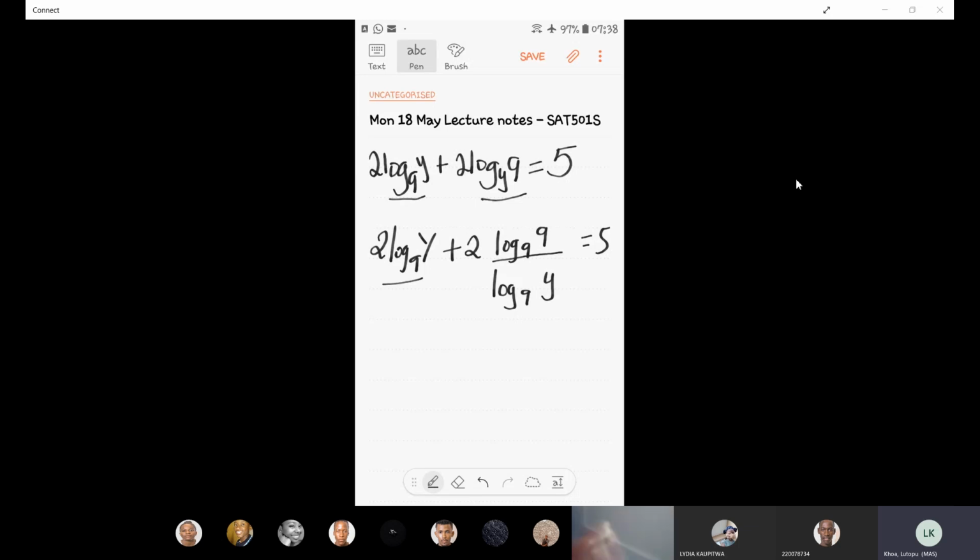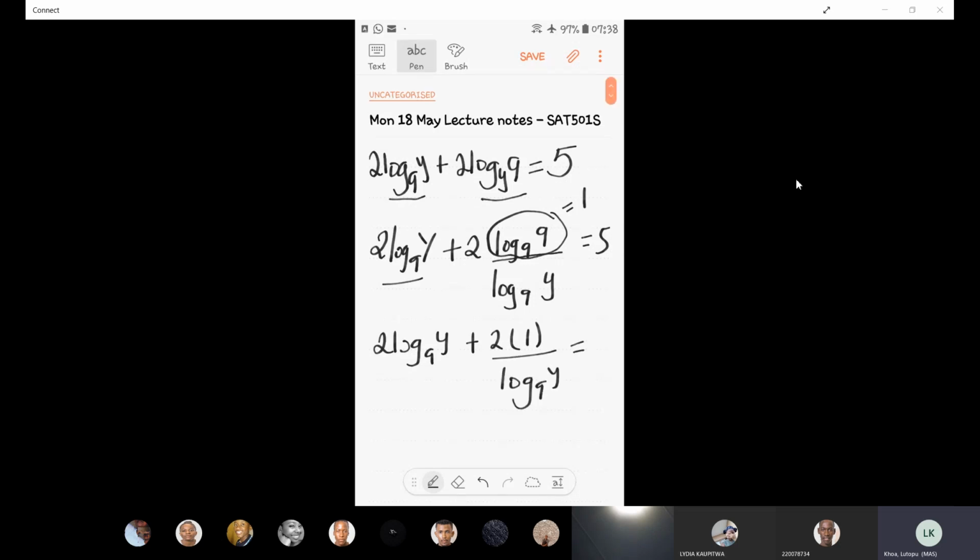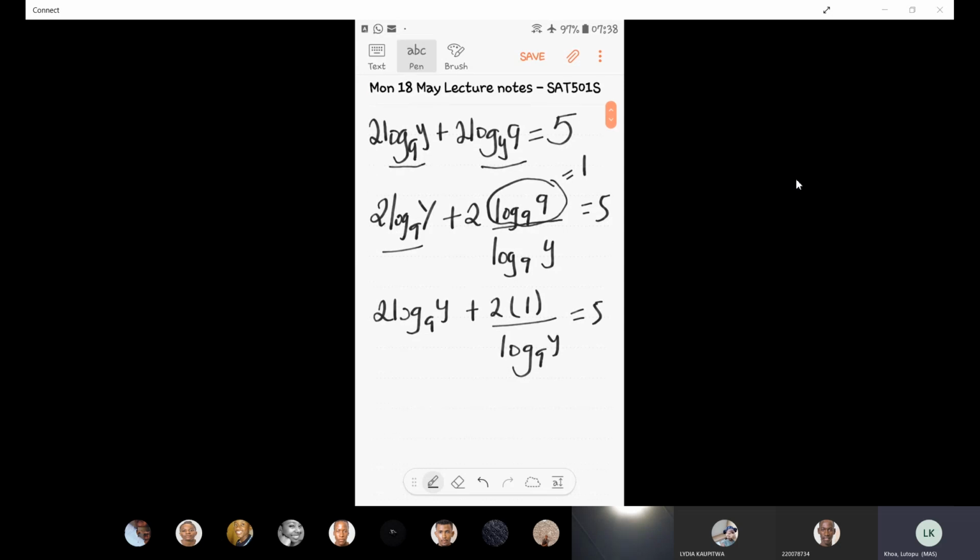Our laws only apply to logarithms that have the same base. So if I want to combine logarithms, the bases must be the same. I simplify what I have in the numerator over here. This is equal to 1. So this is 2 log base 9 of y plus 2 times 1 over log base 9 of y, and then this is equal to 5.